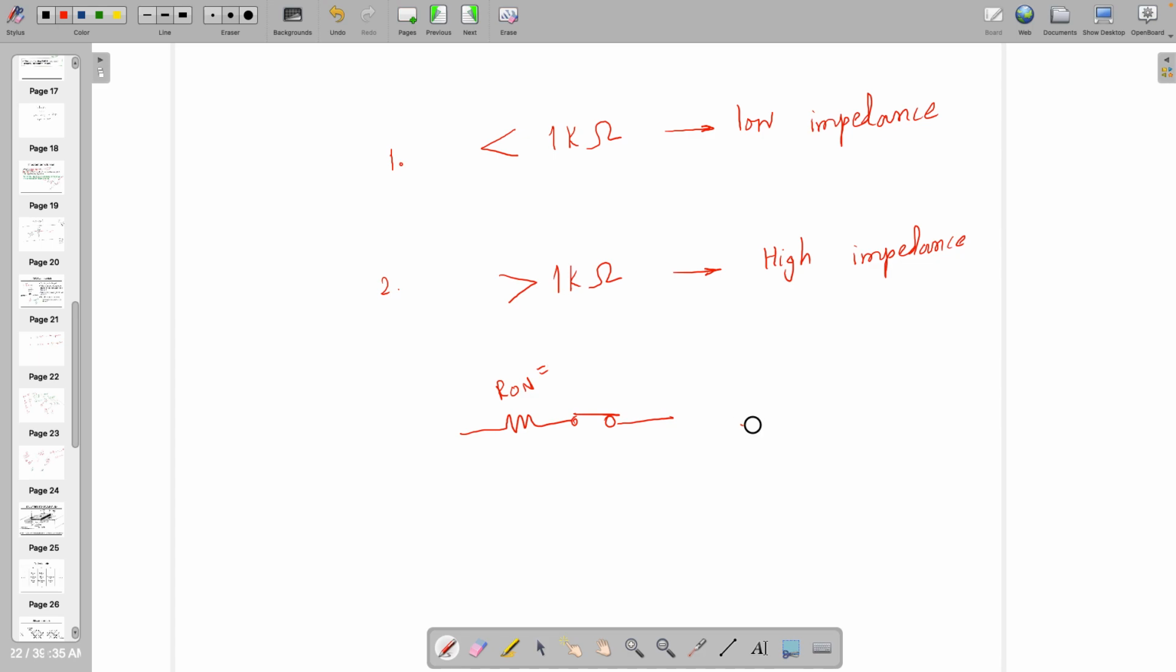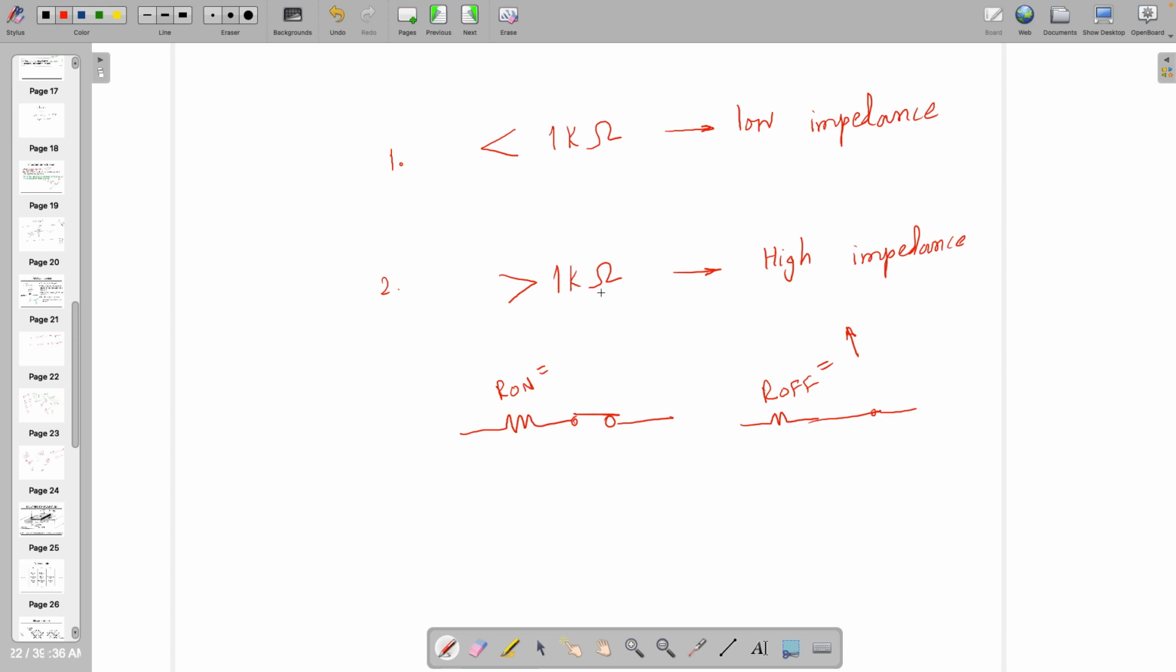And for the off resistance, in that case also there is a connection. So off resistance has to be very high. There are two terms you might be seeing in the book, high and low. So high and low are defined like this.